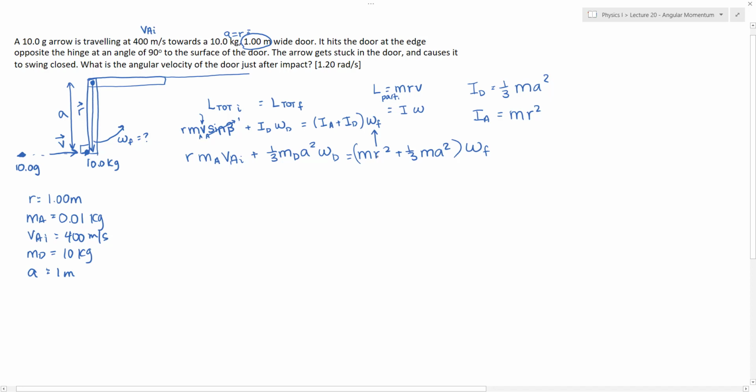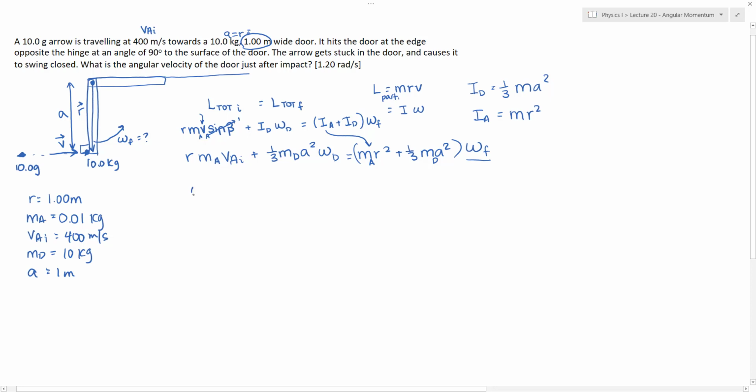Then when I have mr squared plus 1/3 ma squared, I really should have put subscripts there. So the I of the arrow is the mr squared, so that mass is referring to the mass of the arrow. And the 1/3 ma squared, that's referring to the mass of the door. So the mass of the arrow, we already said, was 0.01. r is still 1. Mass of the door is still 10. a is also still 1. And then we're solving for this omega final.